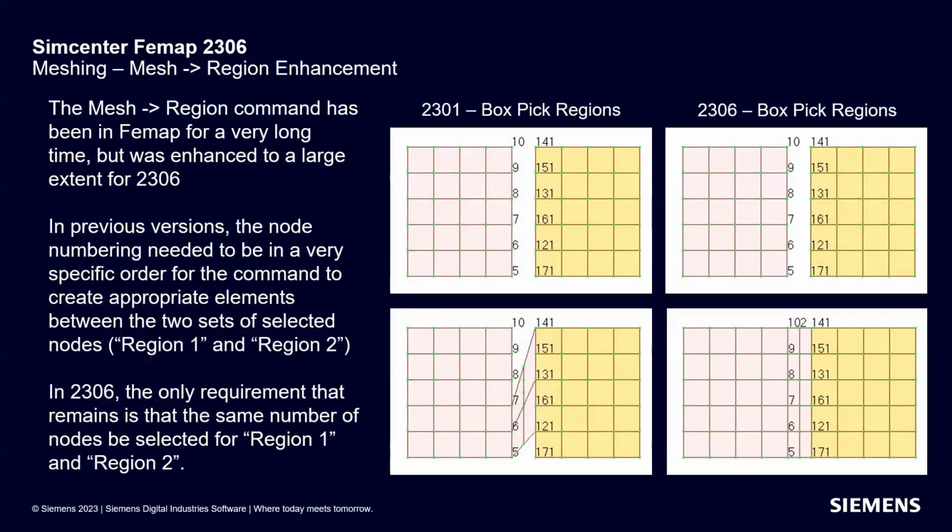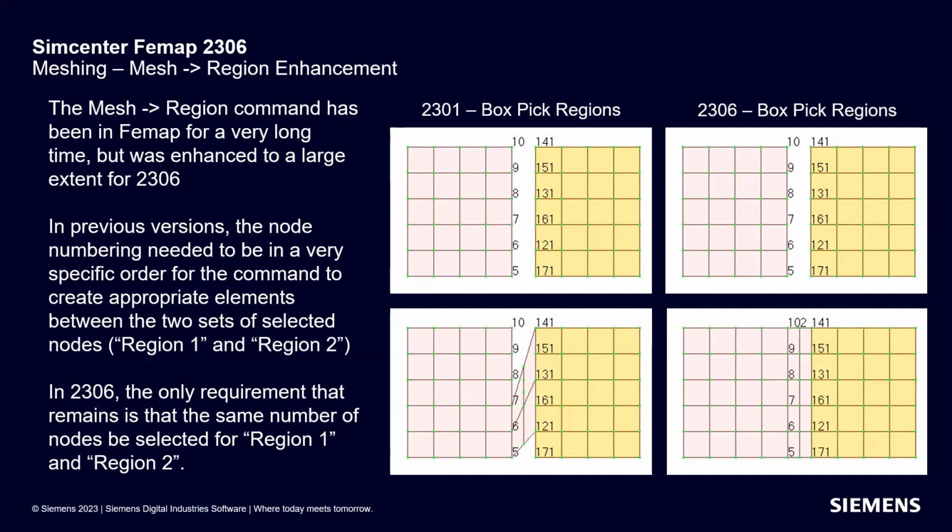Meshing. The mesh region command has been in Femap a very long time, but it was enhanced to a large extent for 2306. In previous versions, the node numbering needed to be in a very specific order for the command to create appropriate elements, because you were basically going between two sets of selected nodes, region 1 and region 2. The only requirement that remains is that the same number of nodes have to be selected in region 1 and region 2.